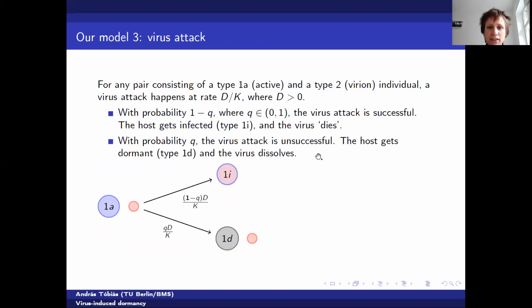Let's now define virus attacks. So for any pair consisting of an active individual and a virion, the virus attack happens at rate d divided by k, where d is some other positive constant. And then with probability 1 minus q, where q is some probability between 0 and 1, the virus attack is successful, and in this case, the host gets infected, type 1I, and the virus, so to speak, dies, but actually it becomes part of this individual, and later this gives potentially rise to further viruses, as you will see. Now with probability q, the virus attack is unsuccessful because the individual, the active one, gets dormant, and the virus just stays a virus.